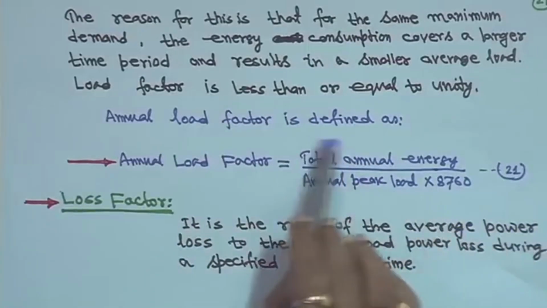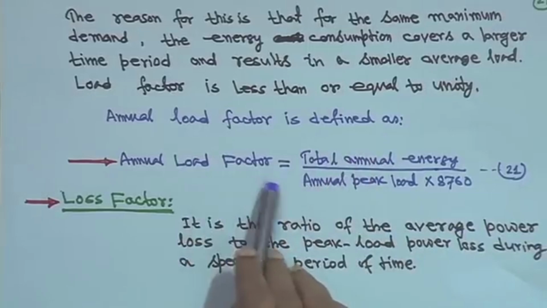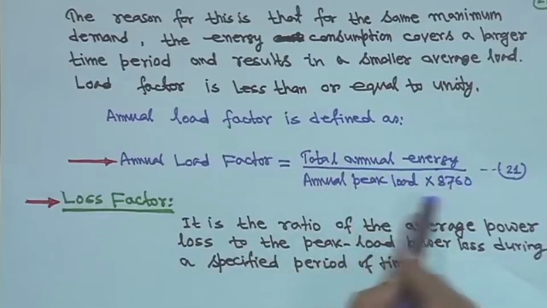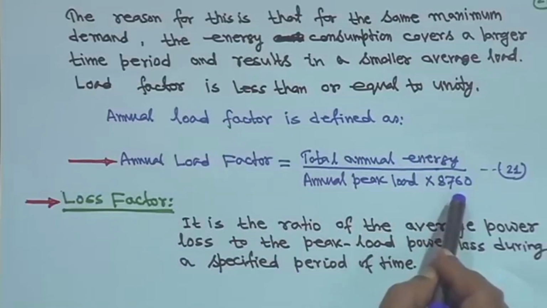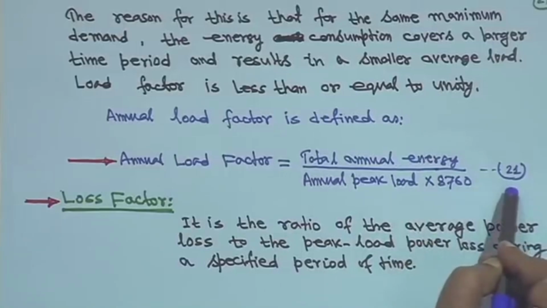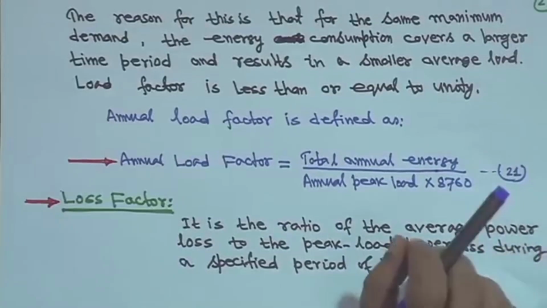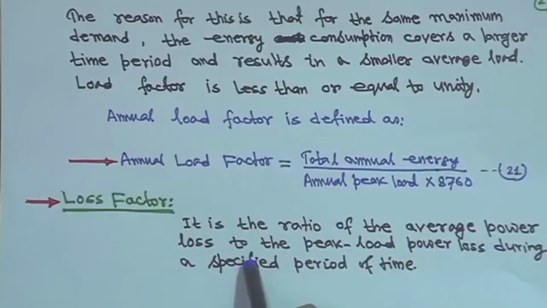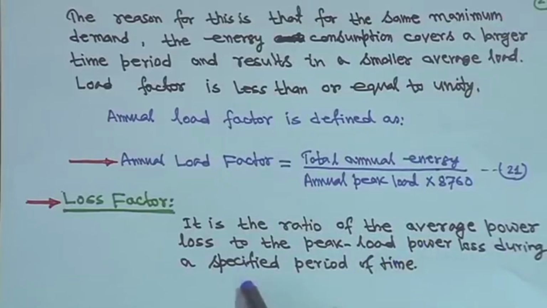And annual load factor can be defined as total annual energy divided by annual peak load into 8760, the number of hours in a year being 8760. So, this is equation 21. Now, another terminology, that is the loss factor. The meaning is the same as load factor, the only thing is that it is the ratio of the average power loss to the peak load power loss during a specified period of time. This is called loss factor.